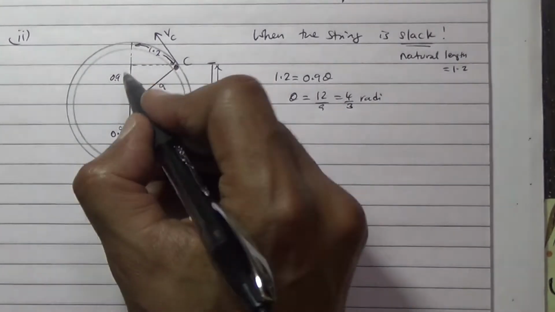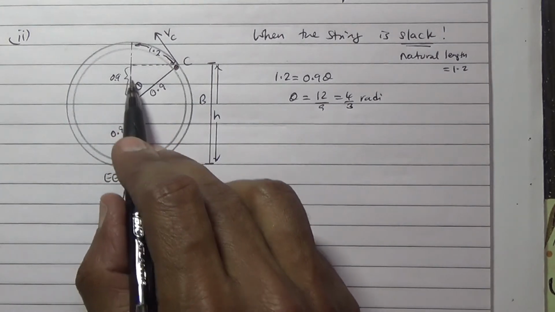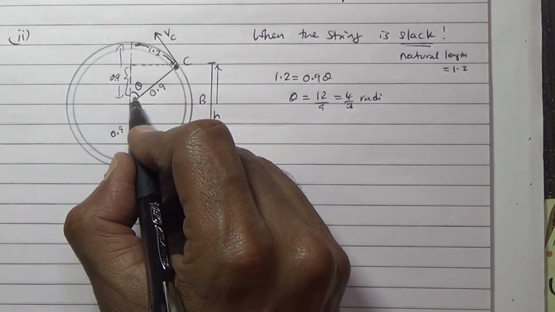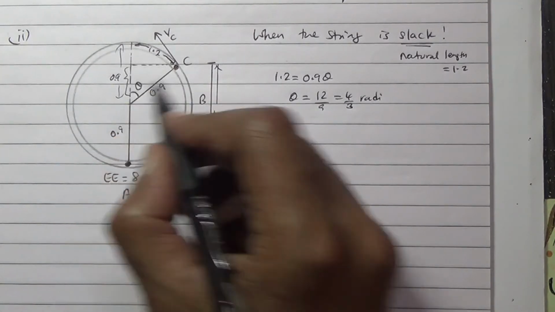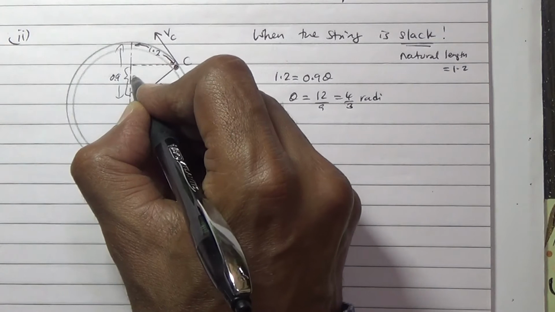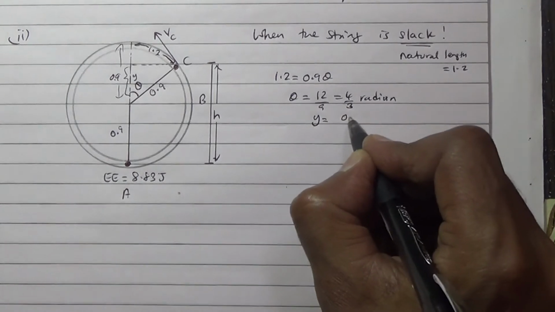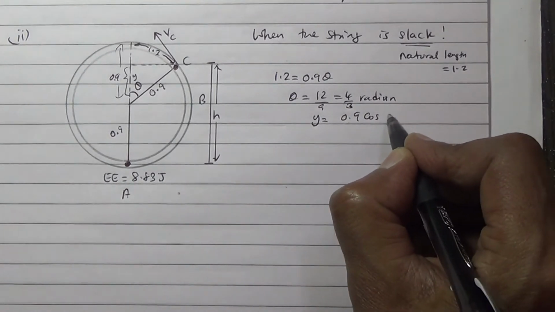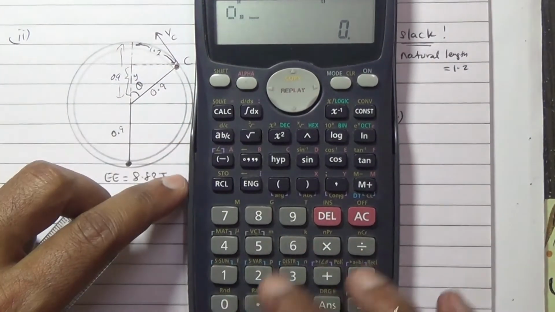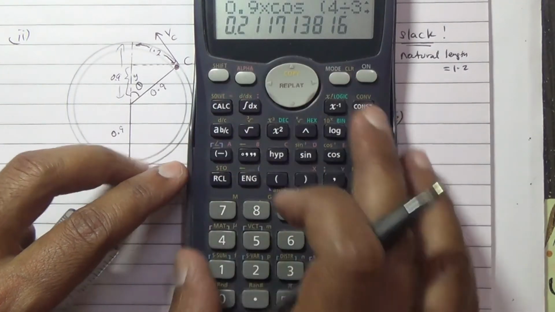Now, with that angle, I can find this height here. Remember this is 0.9, but this small length here is the adjacent to that angle. Using trigonometry, let's say this is y. So y is equal to 0.9 cos of theta, which is 0.9 times cos of 4/3, and that should give us 0.2117.